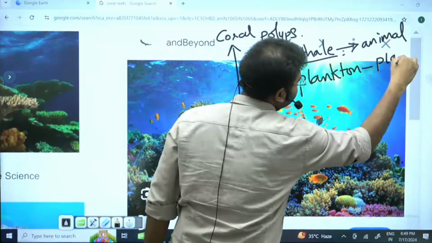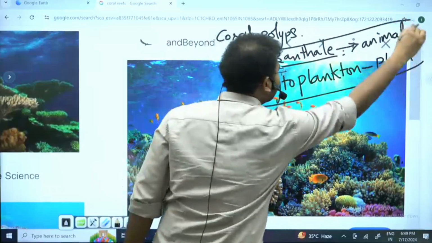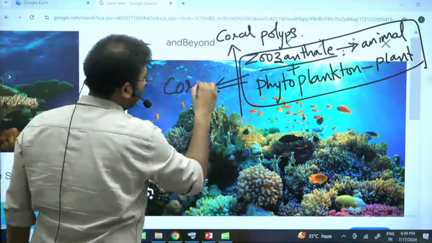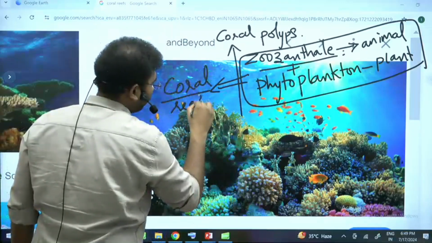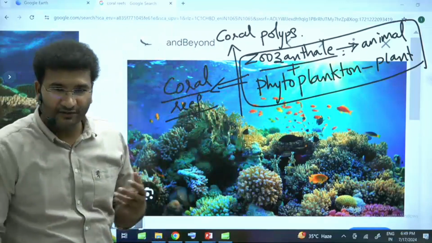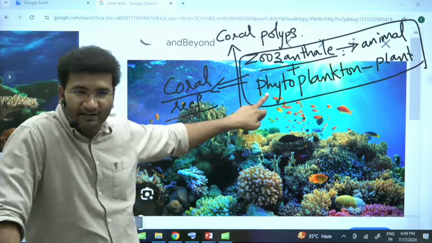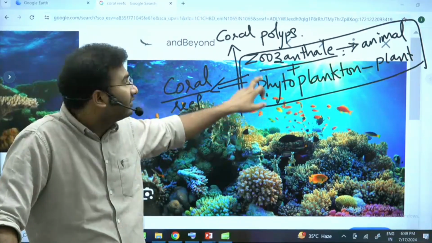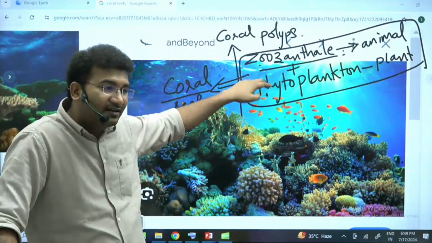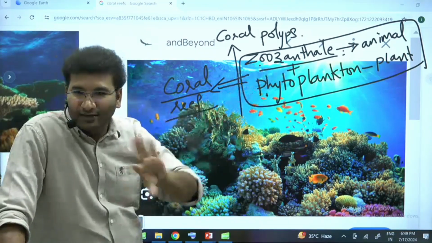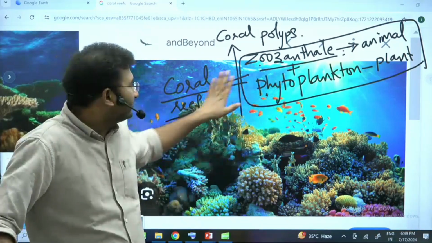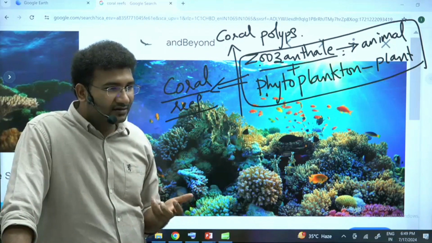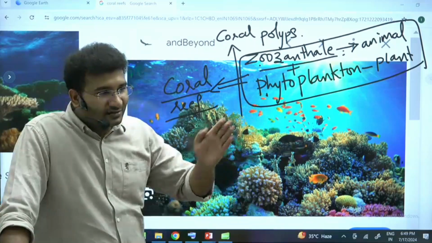The polyp is an animal, and zooxanthellae is a plant. Together they make the coral reef. What is the work of the plant? To do photosynthesis. By photosynthesis it gives food, and the animal eats it and gives shelter to this plant. In total, this is a symbiotic relationship. So this becomes a coral reef. When a coral reef is dead, it is a skeleton. It is made up of calcium carbonate that gets deposited.